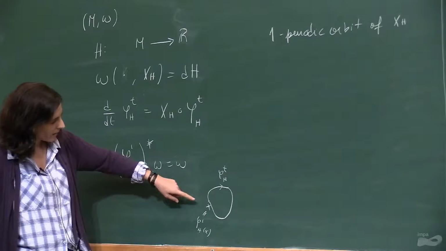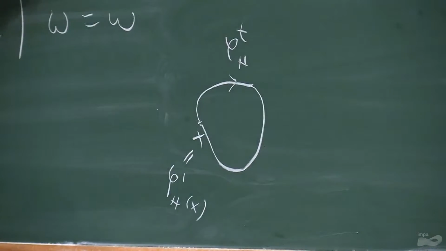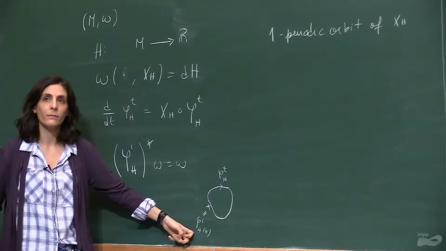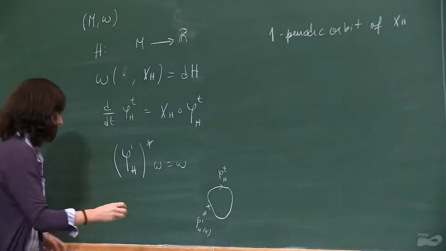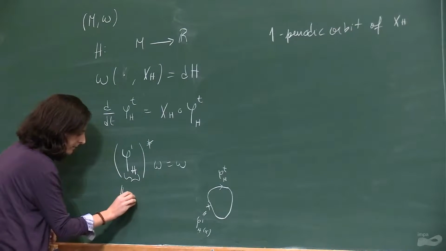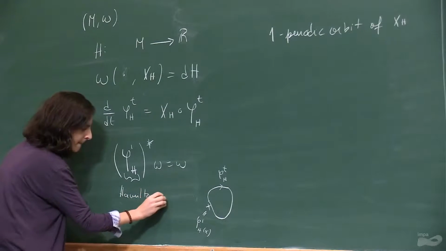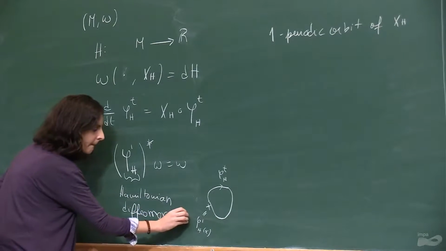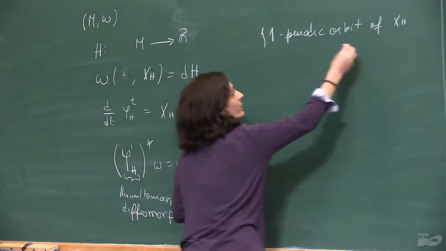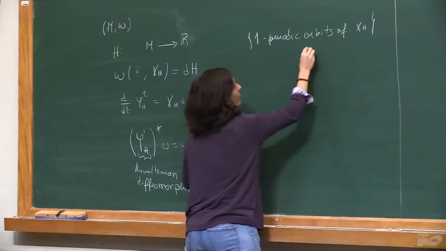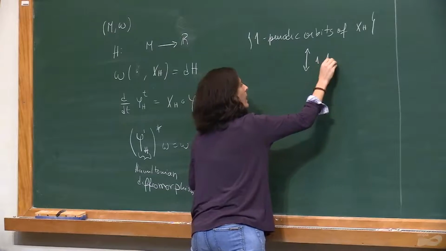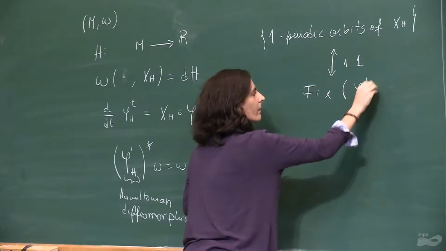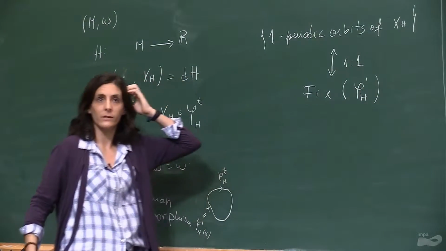And I can find a one-to-one correspondence between these one periodic orbits and the fixed points of this time one map, which sometimes we call a Hamiltonian diffeomorphism. So there is a one-to-one correspondence between the one periodic orbits of the Hamiltonian system and the set of fixed points of this time one map. I'll denote this by the set of fixed points of this map.